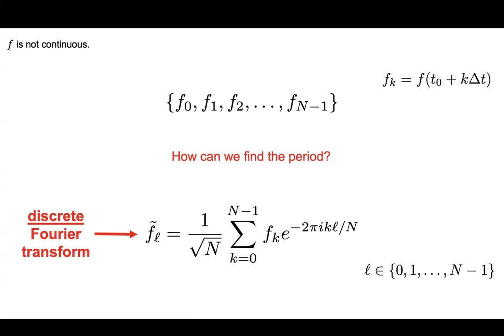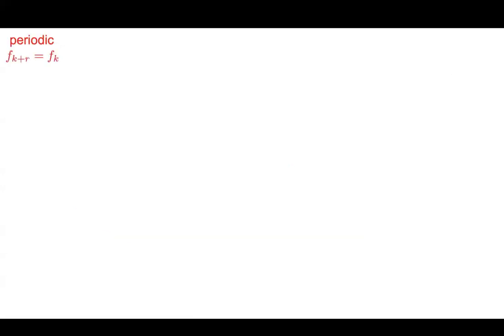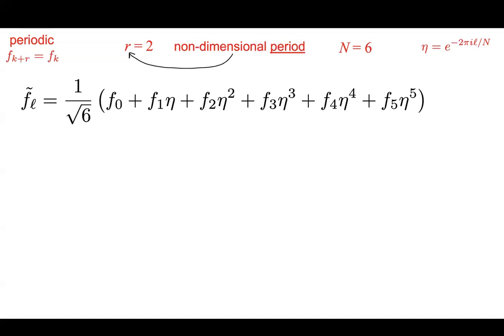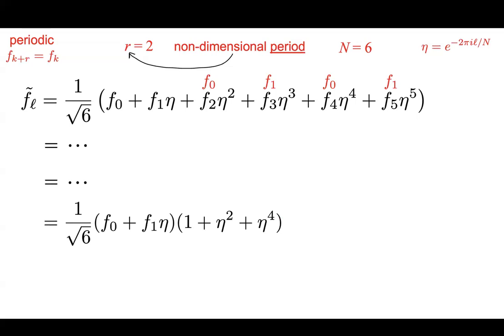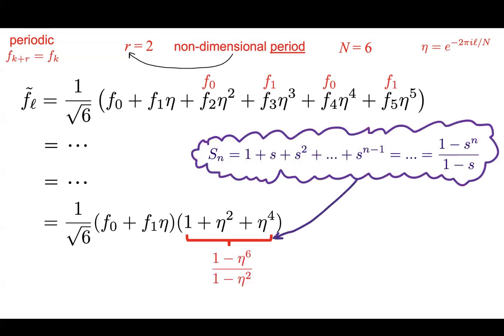Next, let's look at an example to show how the period can be found using it. We will consider a periodic function, which is period 2, so r equals 2, and the sample size is 6. Writing out the discrete Fourier transform gives this, and since r equals 2, the values of f alternate between f0 and f1. After some algebra, we find that the expression can be written this way, where eta is given in the upper right corner. This sum can be written using this geometric series formula this way.